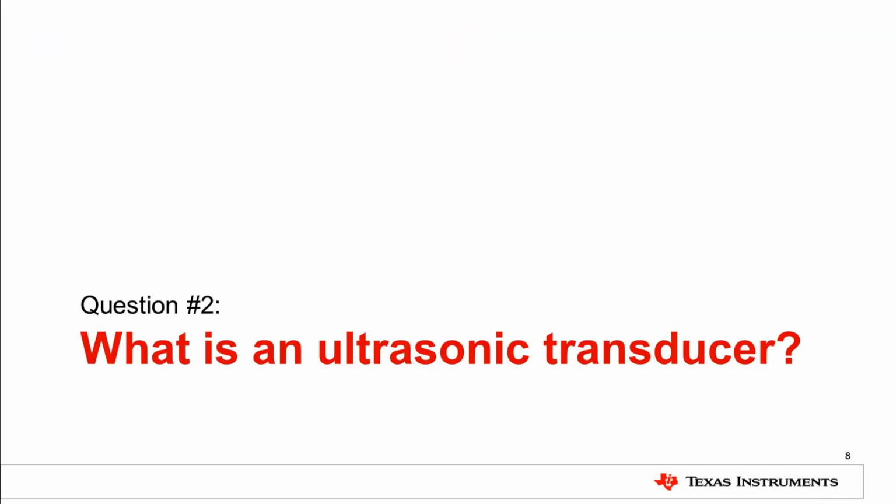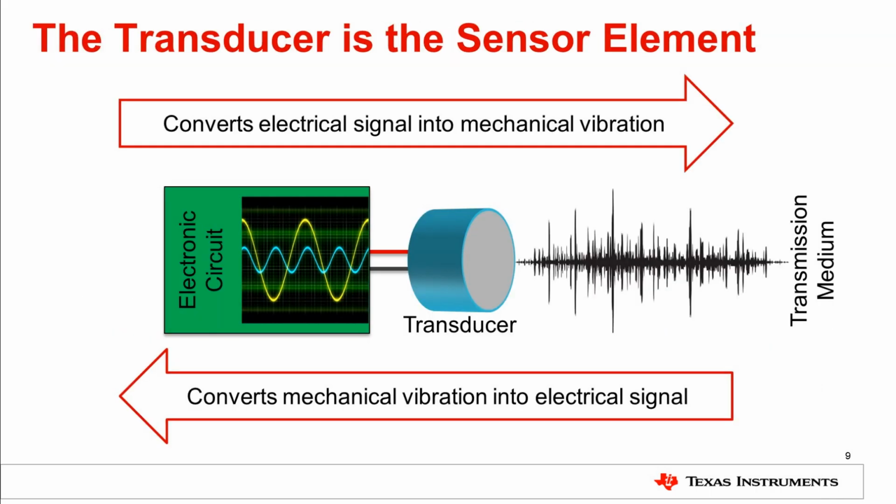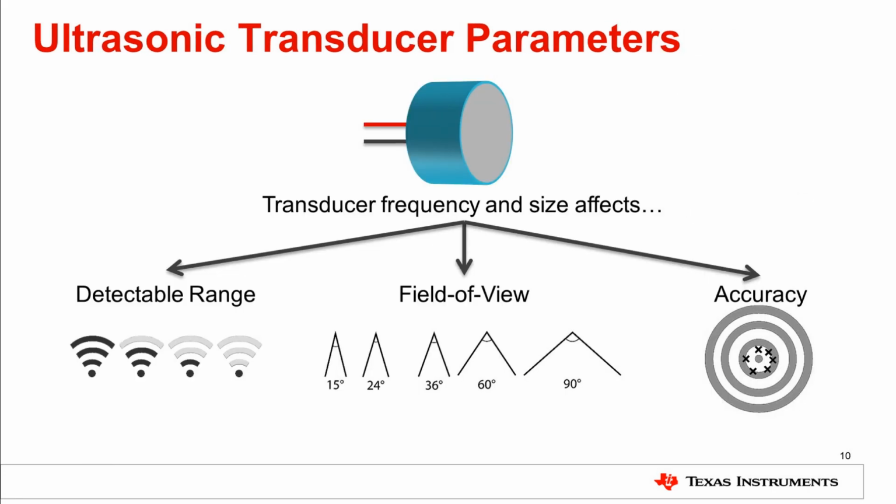What is an ultrasonic transducer? The ultrasonic sensor is called the transducer for its ability to both convert electrical signals into mechanical vibrations and mechanical vibrations into electrical signals. Selecting the appropriate transducer is important for the ultrasonic system because not all transducers perform the same. Transducer parameters such as operating frequency and size will determine the minimum and maximum detectable range, field of view, and accuracy of the sensor.